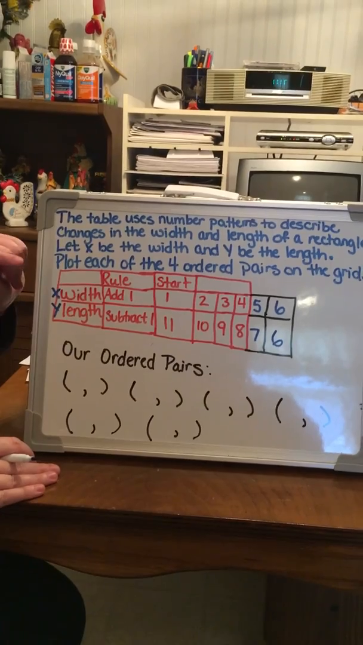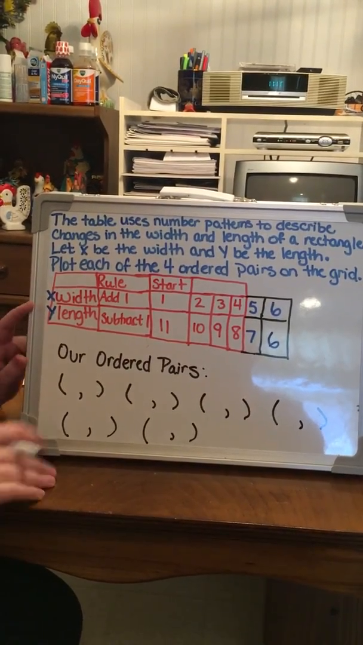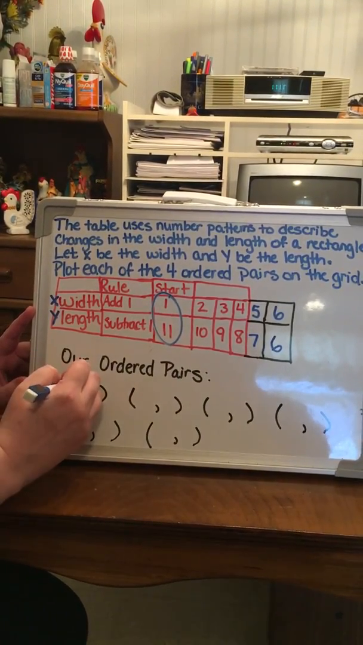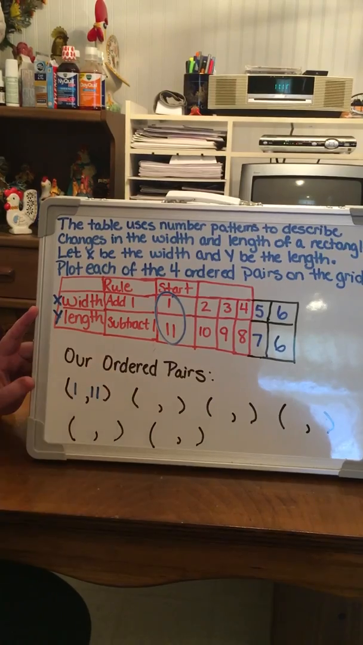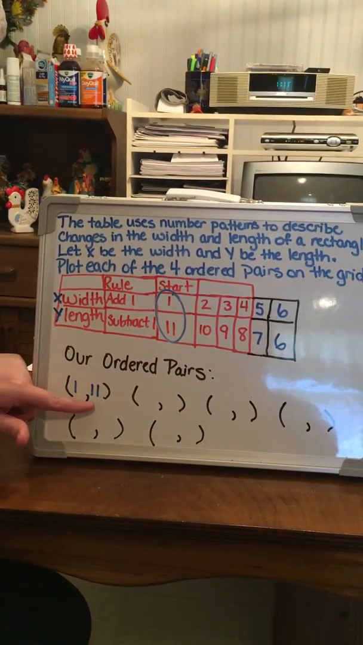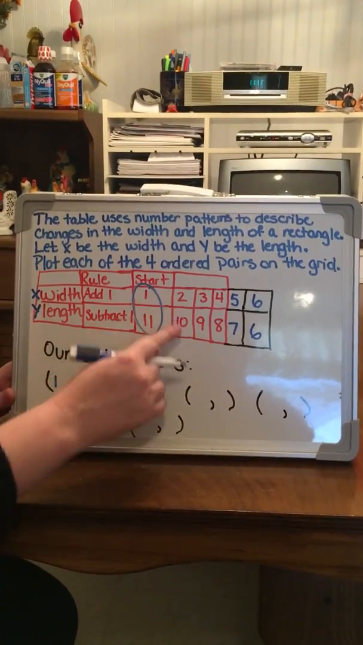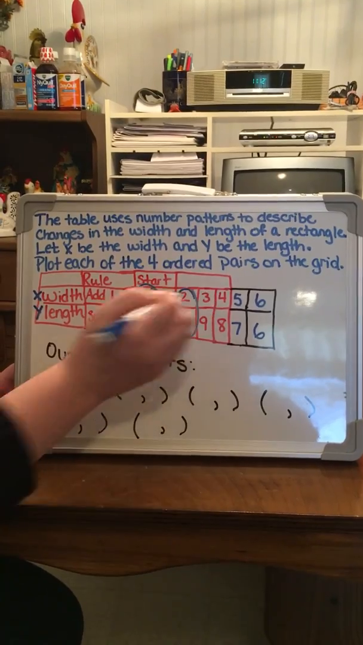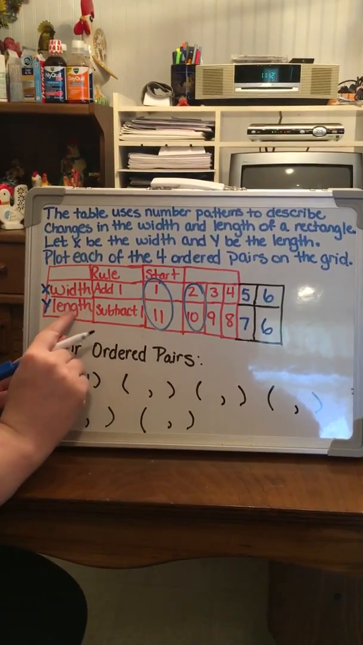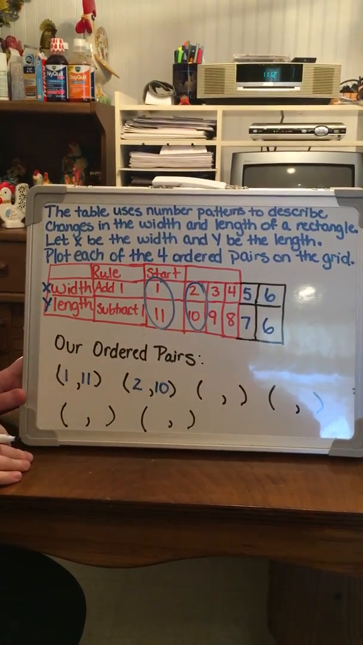Remember, the width is the x coordinate and the length is the y coordinate. So my first ordered pair would be 1, 11. The width is the x, the y is the length, 1, 11. My next ordered pair would be 2, 10. The width, or the x coordinate, is 2. The length, or the y coordinate, is 10. So that's my next ordered pair.